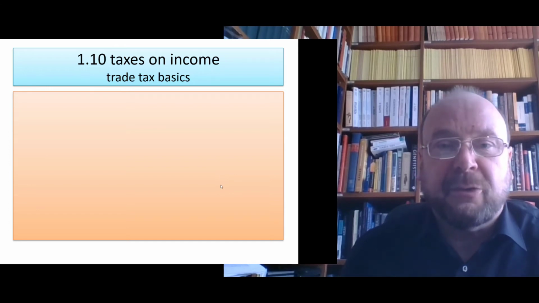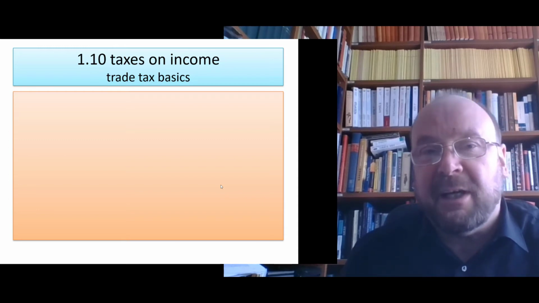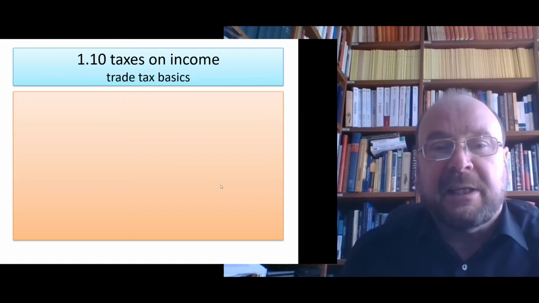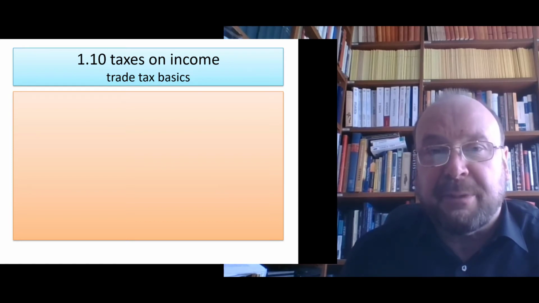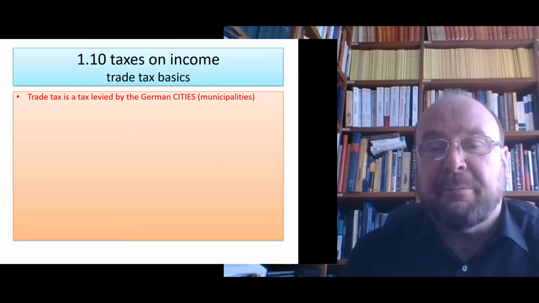And you remember perhaps that apart from income tax and corporation tax, there is another additional tax on businesses in Germany that is called trade tax. At least that's my translation. The official German term would be Gewerbesteuer. And this is a tax which goes back to even the Middle Ages, and it's levied by the German cities.